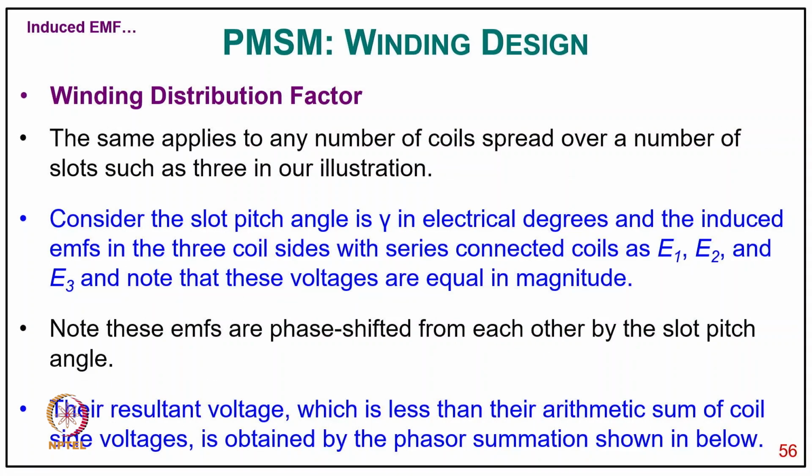The same applies to any number of coils spread over a number of slots, such as the three in this illustration. Consider the slot pitch as gamma in electrical degrees, and the induced EMFs in the three coil sides of the series-connected coils are E1, E2 and E3. Note that these voltages are equal in magnitude. These EMFs are phase shifted from each other by a slot angle, and their resultant voltage, which is less than the algebraic sum of the coil voltages, is obtained by phasor summation shown here.